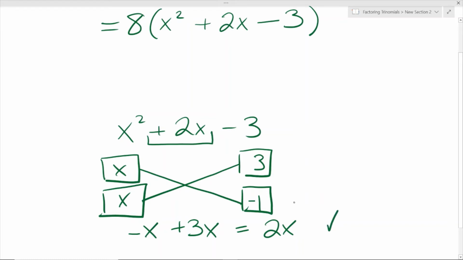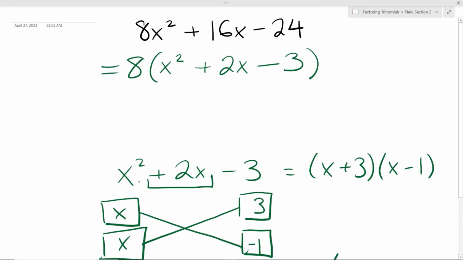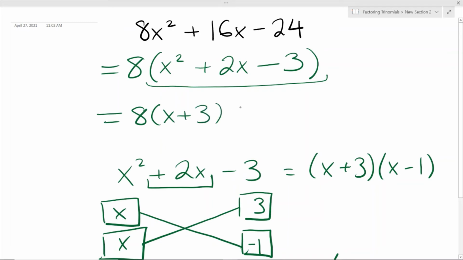And since this works, that means we can do x plus 3 and x minus 1 as our factors. So it's going to be x plus 3 times x minus 1 as our factors here. So we have factored this part here, right? And it's basically the same as this part. We factored this part here, and we get the following. So I'm going to basically substitute this back in. So it's going to be equal to 8 times x plus 3 times x minus 1 from here, right? And so there we have it. We have factored this expression right here.